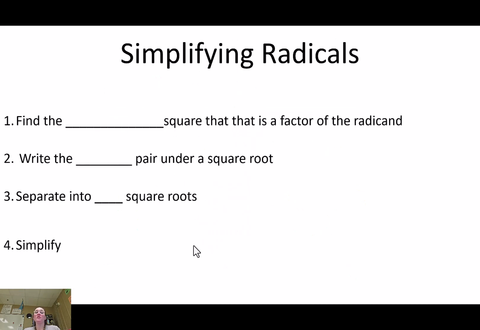Okay, so to simplify a radical, we are going to look at finding the largest perfect square that is a factor of our radicand. So we'll talk here in a second about what perfect squares are. Remember, this is the number under the radical. So then we're going to write that factor pair under a square root. And we have a rule that lets us separate that square root into two things because they are multiplying. And from there we can simplify because one of those will be a perfect square.